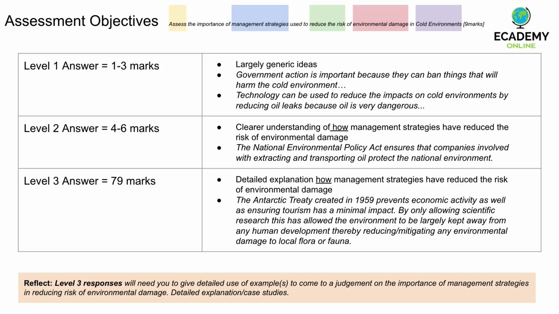Specific examples given throughout, talks about a specific management strategy, elaborates what it actually does, talks about how it reduces the risk to the environment, and talks about how it protects the local habitats as well. So remember, for level 3 responses, you've got to give some detailed examples, but also come to a judgment at the end of how useful this would be to reduce the risk to the cold environment.